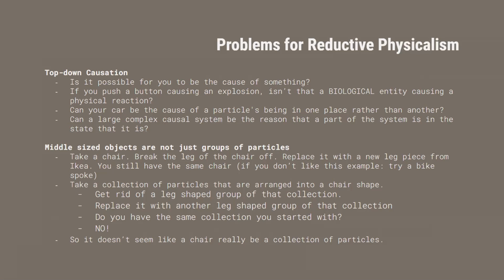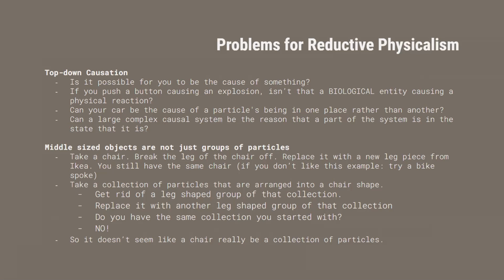So if you have the same old chair and you've got a new leg, consider this: if you took a collection of particles all shaped like a chair, and then you got rid of a cluster of those particles, namely the leg-shaped cluster, and replaced it with a new leg-shaped cluster, do you have the same chair-shaped cluster of particles that you started with? Obviously not, right? In that case, you have a whole new set of particles. Whereas in the chair case, it seemed like you had the same chair. Just swapping out the leg doesn't change the chair, but swapping out some particles changes the cluster of particles completely. So it's an interesting question: how is it that you can have the same chair by swapping out a leg, but you can't have the same cluster of particles?